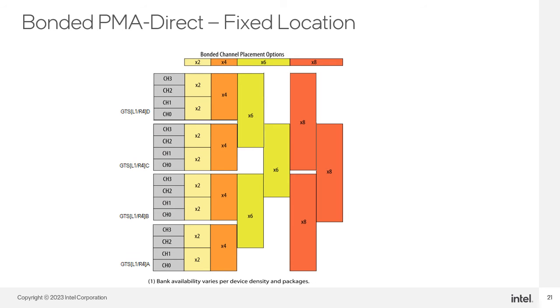For the bonded case, these are the only supported locations. x2 must be 0, 1, or 2, 3, as shown in light yellow color. x4 must be within the same bank, as shown in orange color. x6 must be starting from the lower bank on channel 2 all the way up to the adjacent bank for the full bank support. x8 must be fully occupying 2 banks. One thing to note here is that the FEC Direct only supports x4 bonding that is used to implement 4x10G Firecode mode.